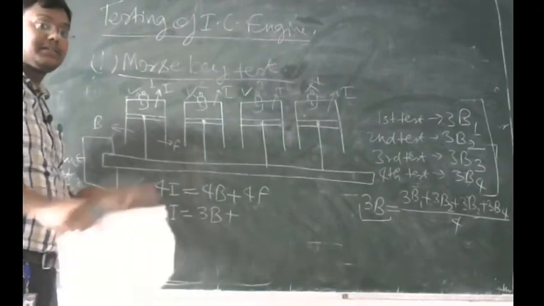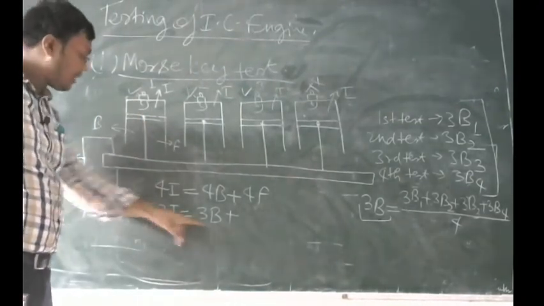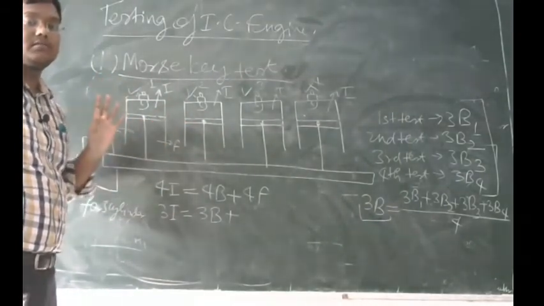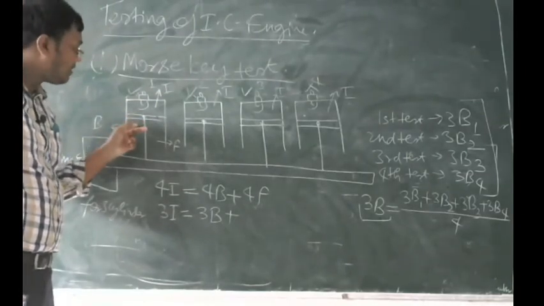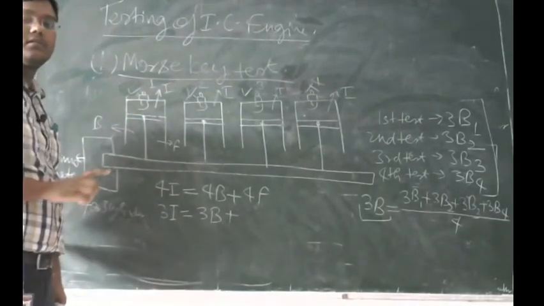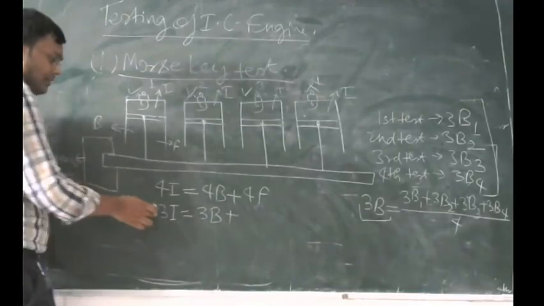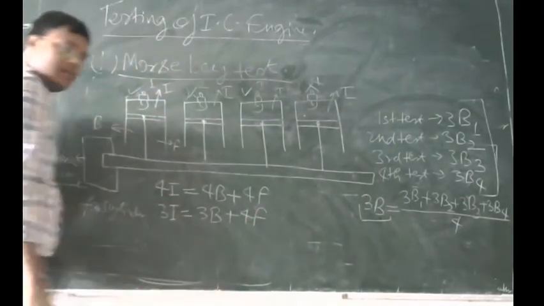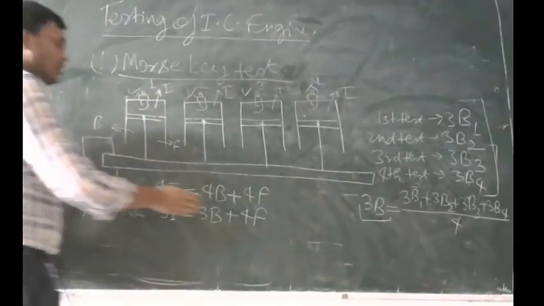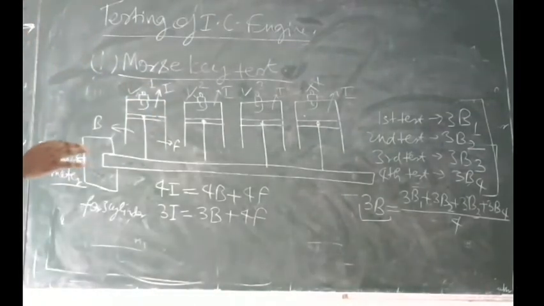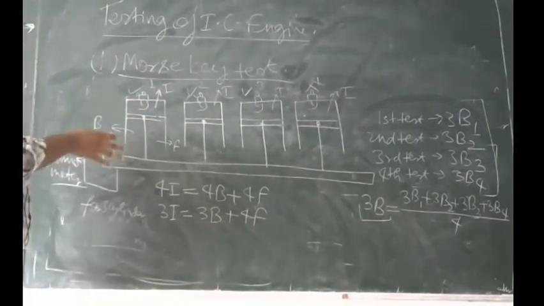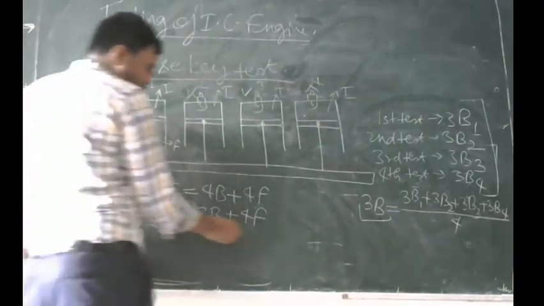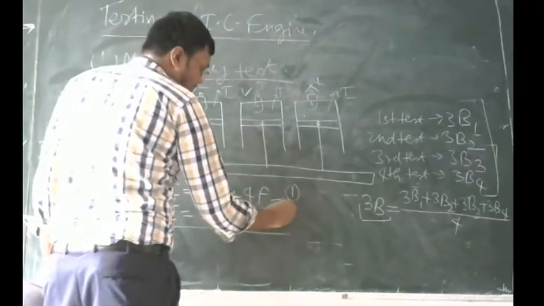So we are considering the three cylinders for indicated power or brake power, but we have to consider all four cylinders for frictional power. Okay, because friction is always there. So we will write here 3I equal to 3B, but in place of 3F we will write 4F. Okay, because friction is always present there. We are getting power or not, it doesn't matter, but friction is always there. Now let us assume this is equation number 1, this is equation number 2.